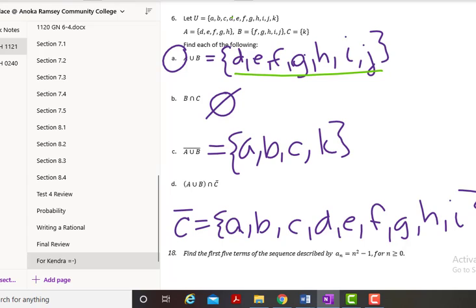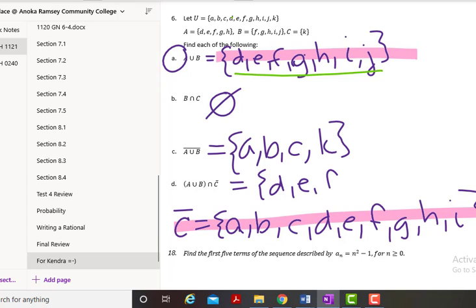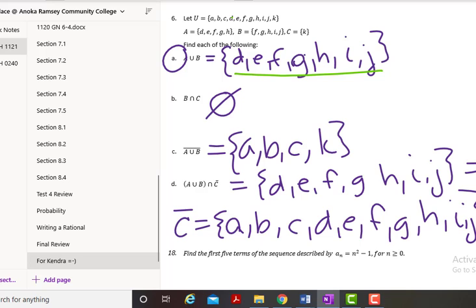Now we want to do the intersection of A union B and C complement. And when we look at the intersection, it is what they would have in common. It is going to be the set of D, E, F, G, H, I. Oh, and I forgot one here. And a J. Or A union B is really what it would be equal to. So that is how we would do number 6, A through D.